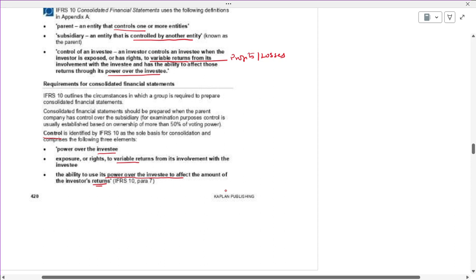Variable returns, okay? What does power to invest mean in terms of the board of directors? See what will happen. Assume you have 13 board of directors, and one company's representative has a maximum of 3 directors. Then they will have control over the thing. It's not that you should have 7, then only you will have the control.